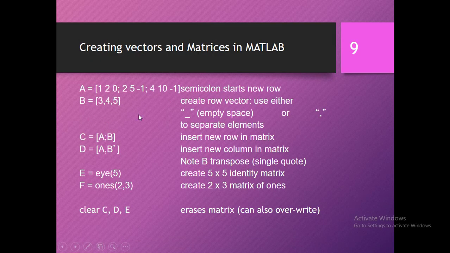We can see here other examples. So this is a matrix, a 3 by 3 matrix composed of 3 vectors. This B is a vector of 3 elements. C is a matrix. Here in C we insert a new row in the matrix A. We insert B in A. D, here we insert a new column in the matrix A. So here we have D equal A, comma, B transpose. This is a transpose. So let's apply this.